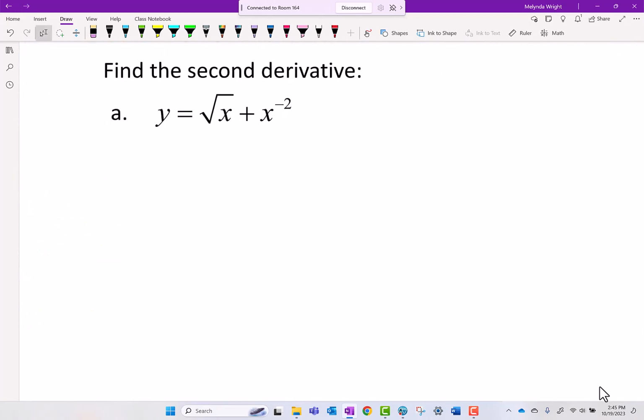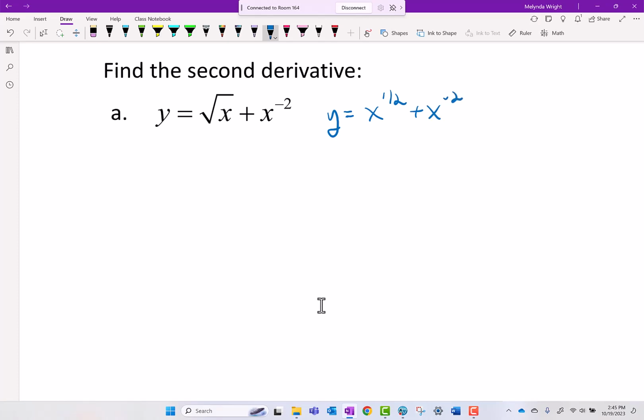All right, so what we're going to do is actually find the second derivative. We've got two different examples where we're just going to work through finding the second derivative from our equations. So what I would like to do first off is rewrite this one. Square root of x, we don't really do derivatives in radical form. We change it to exponential form. So I'm just going to rewrite it as x to the 1/2 plus x to the -2.